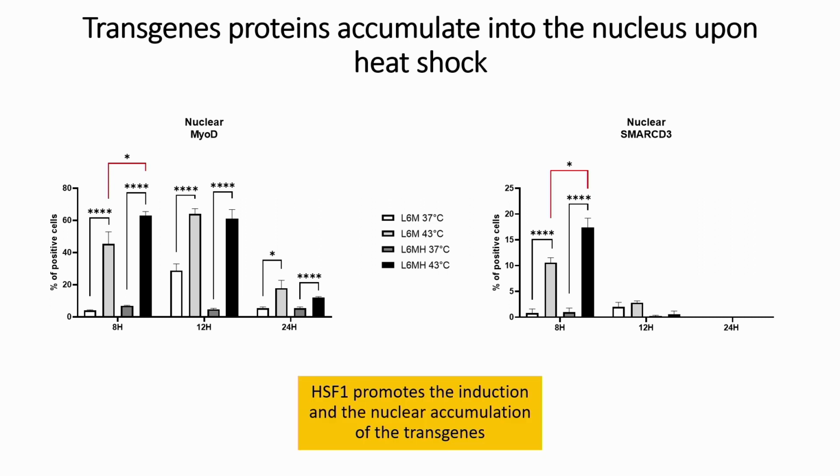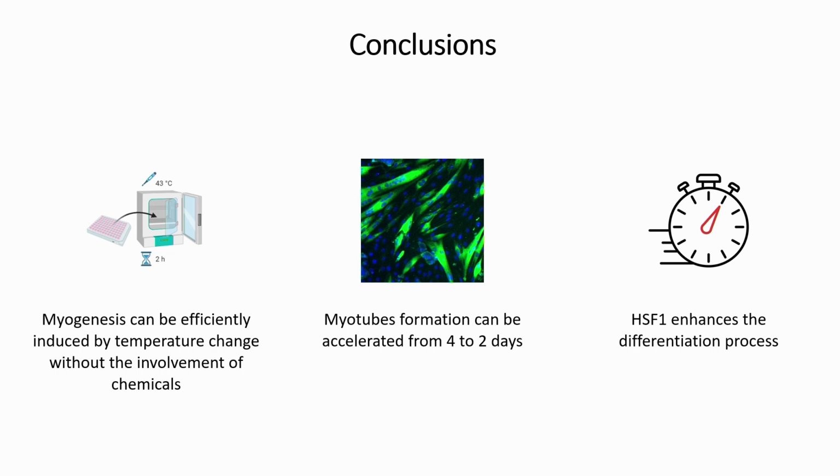So from this, we concluded that HSF1 promotes both the induction and the nuclear accumulation of the transgenes upon heat shock. So in conclusion, we can say that myogenesis can be efficiently induced by a change in the temperature without involving chemical substances, that the myotube formation can be accelerated from 4 to 2 days, and that HSF1 enhances the differentiation process.